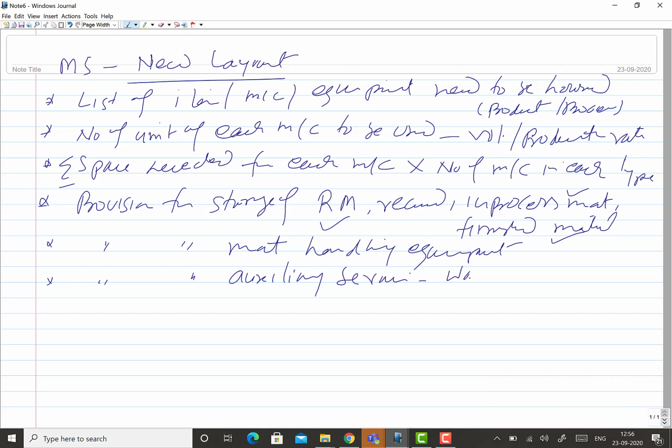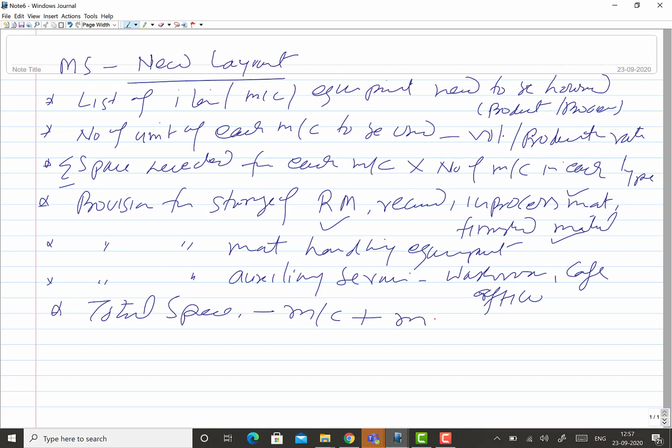like washroom, cafeteria, rest area, office, etc. Then the total space is identified from the space needed for machines plus space needed for material storage, plus auxiliary services. So these are the three major components.